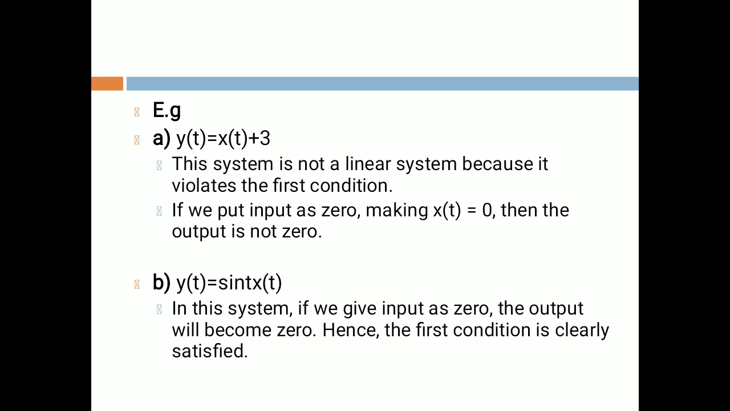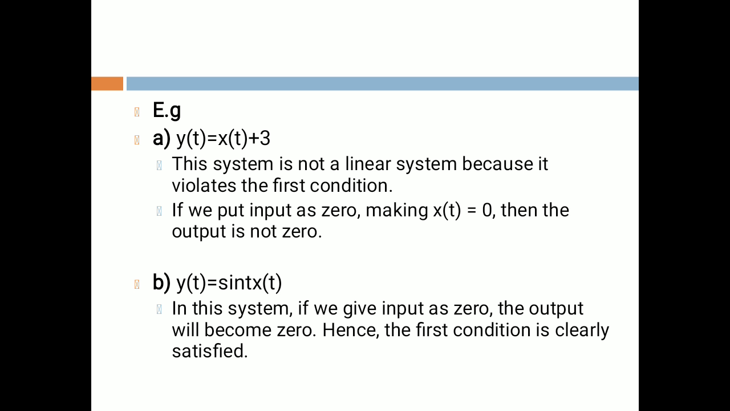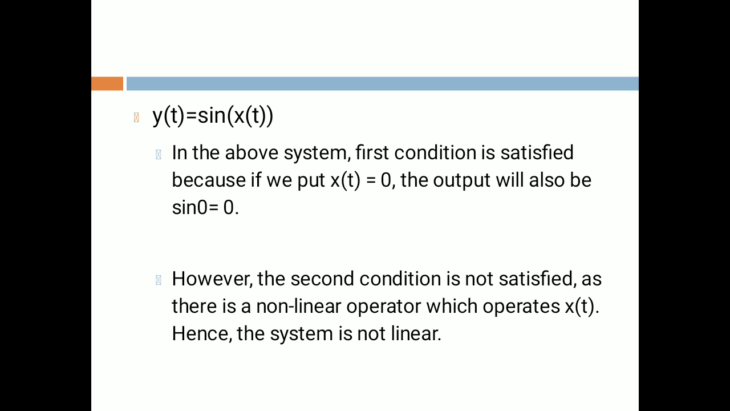In this system, if we give input as 0, the output will become 0. See here, don't be confused between sin x and sin tx. If it is sin x, then the system is non-linear. But here sin tx is there. So this system is a linear system because if we give input as 0, the output will also become 0. Hence the first condition is clearly satisfied. That's why example B is a type of linear system.